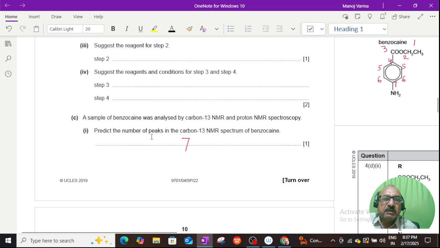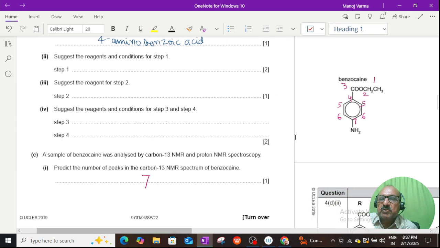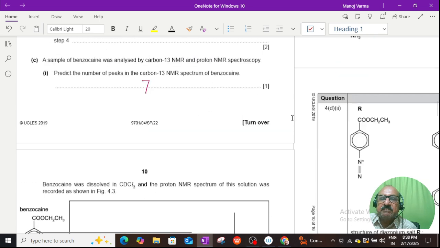We go to the C part, where we have to predict the number of peaks in the carbon-13 NMR spectrum of benzocaine. So once again, I have just pasted the structure of benzocaine, where you can see how many peaks will be there in the carbon-13 NMR spectrum. So what are the different kinds of carbon environments that you have to notice? I've numbered the different carbon environments: the first, the second, the third, this carbon of the benzene ring fourth, these two fifth carbons are identical, this sixth carbon is identical, and this is the seventh carbon attached to the NH2 group. So there will be 7 peaks, and that's the answer.